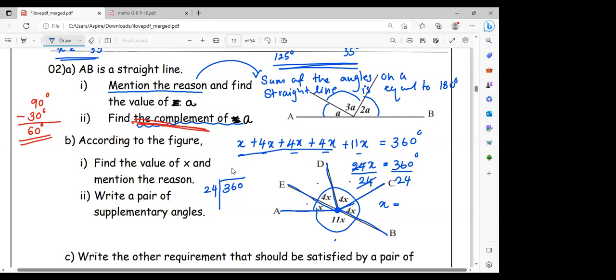1 into 24 is 24, 120, then 5. X is equal to 15. Okay. X is equal to 15.